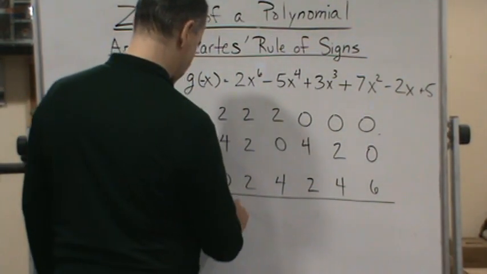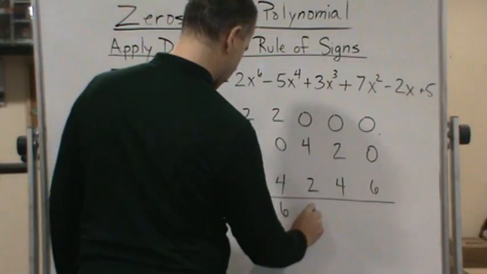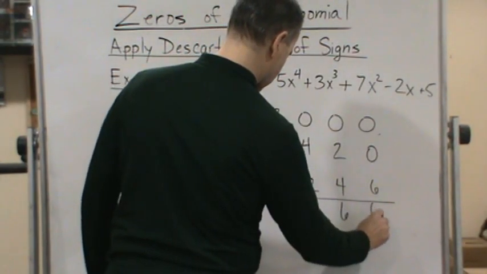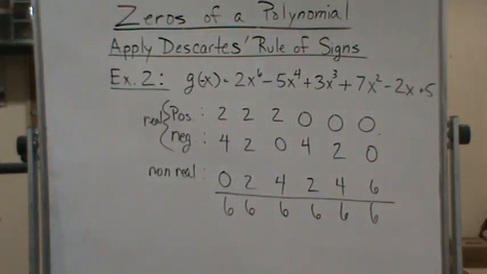And so all of these columns add up to 6, which they should, okay?